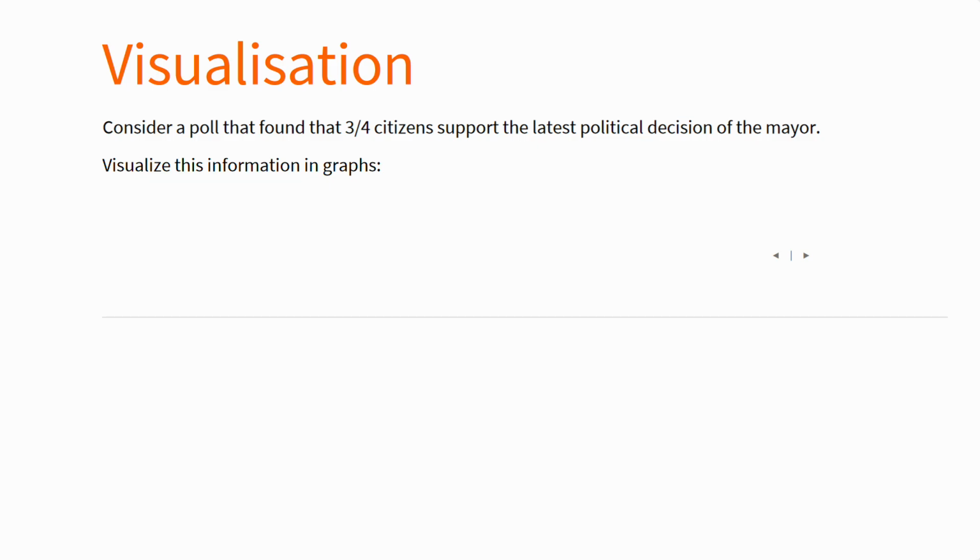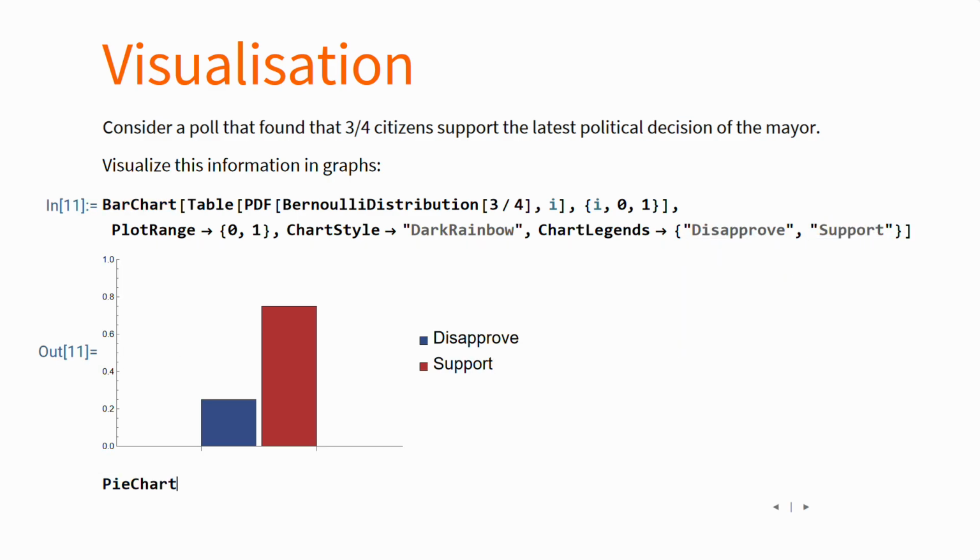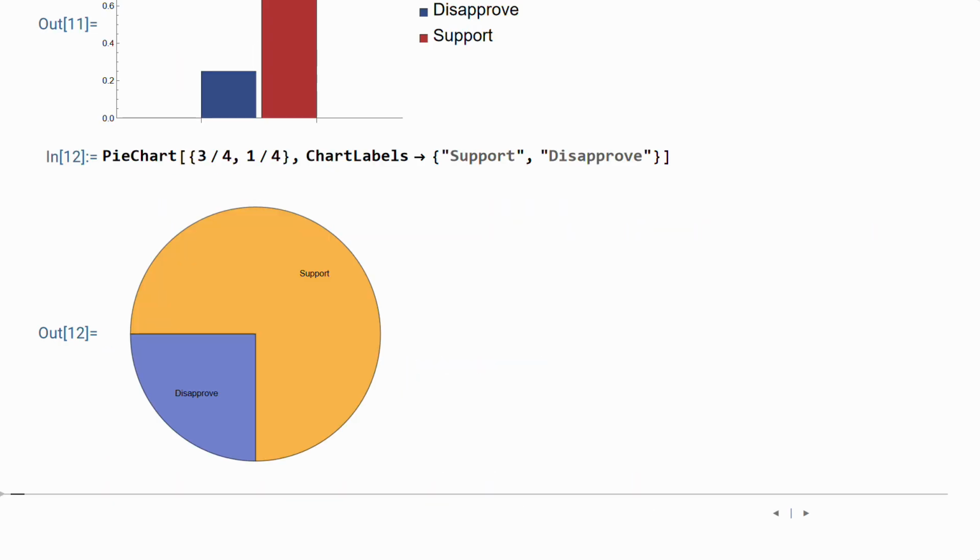Okay, let's say a poll finds that 3 out of every 4 citizens approve the latest decision of the mayor. How would you represent this visually? Well, you could use a bar chart, but you would need to distinguish between those that disapprove and those that approve. You can do the same with a pie chart. But again, distinguish those that disapprove and those that approve.